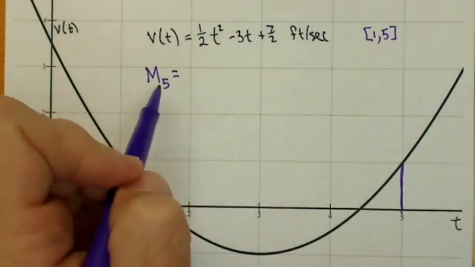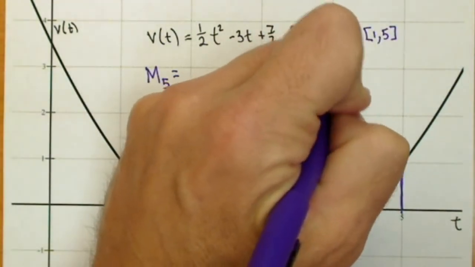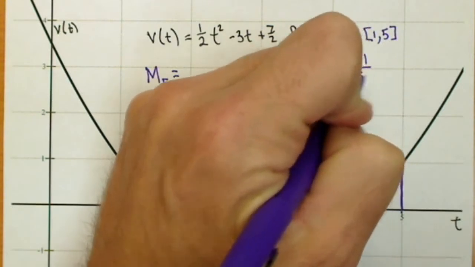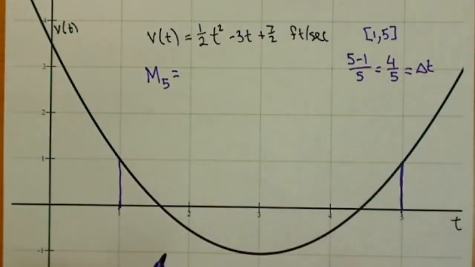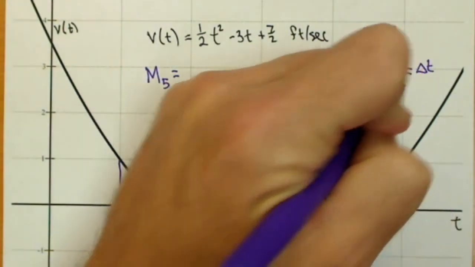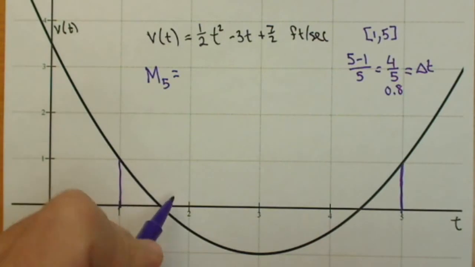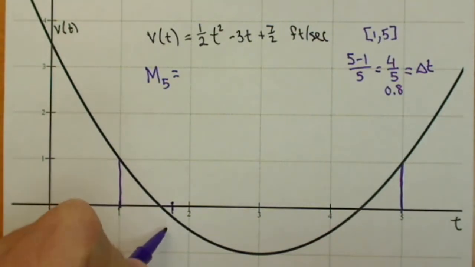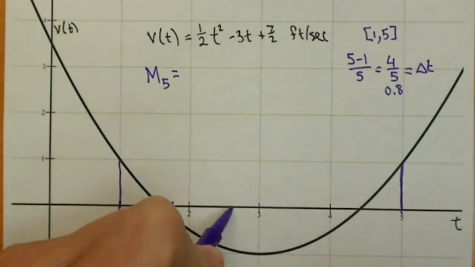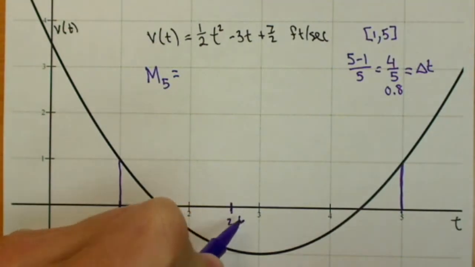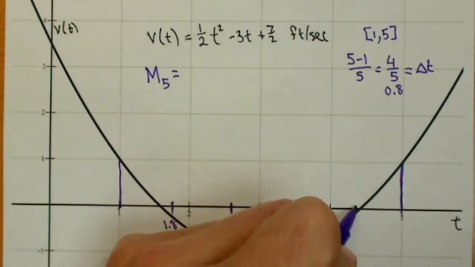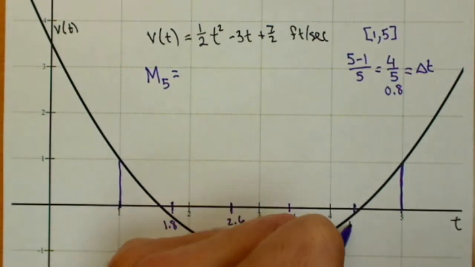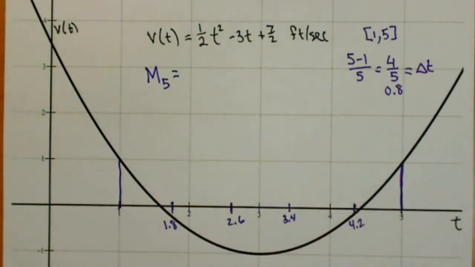Now, we're going to do this with 5 intervals, which means we take 5 minus 1, or 4, and split that into 5. So 4/5 is our delta t. That's the very first thing we're going to do, 4/5, or as a decimal, 0.8 is our delta t. So let's mark those points off. Right there is 1.8. About right here is 2.6. Right here is 3.4. Notice each time I'm going up by 0.8. Right here is 4.2, and then we've got our last interval of 0.8.